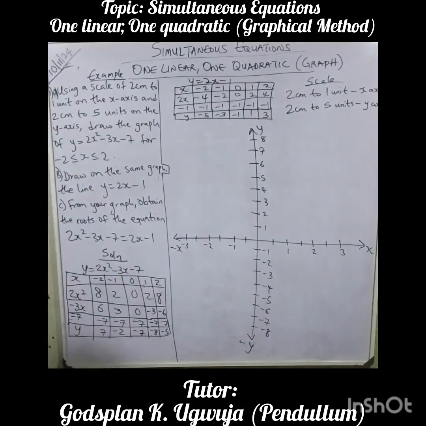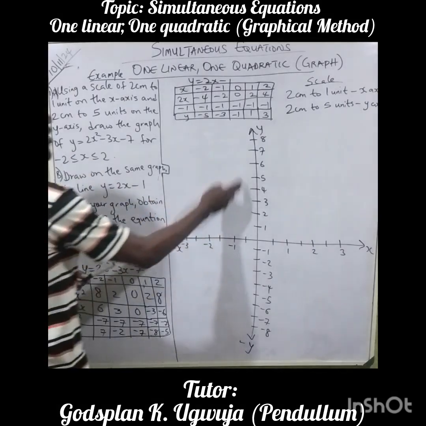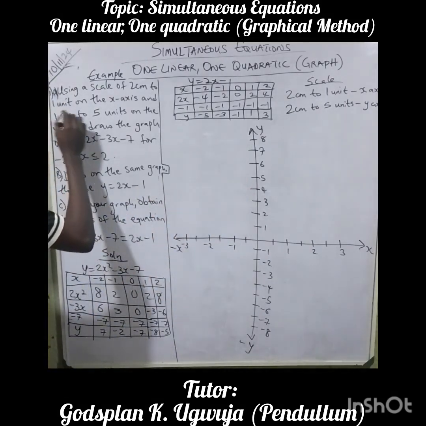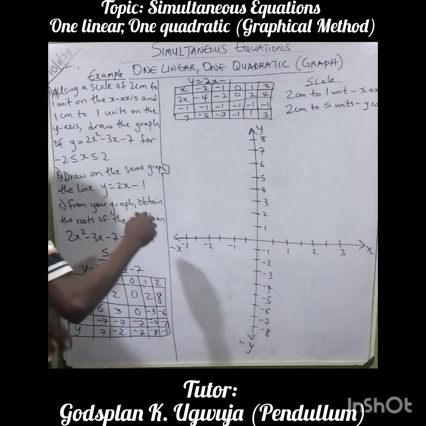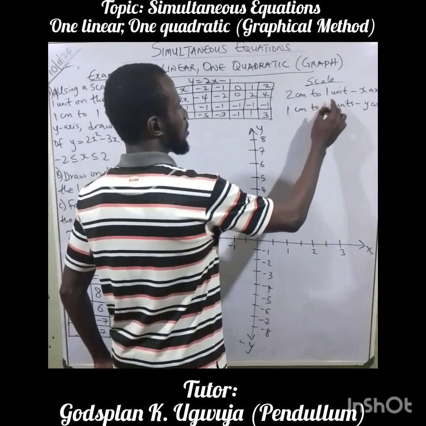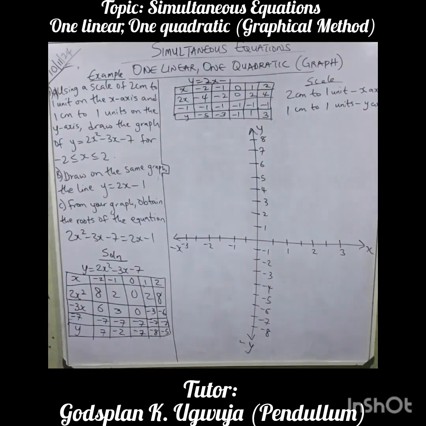Alright, so let me use this. I want a graph that is big, that is wide enough. So that's why I'm changing the scale. This scale given to us is going to be quite compressed. So I ended up using 1 cm to 1 unit on the y-axis. I want a graph that is expanded.